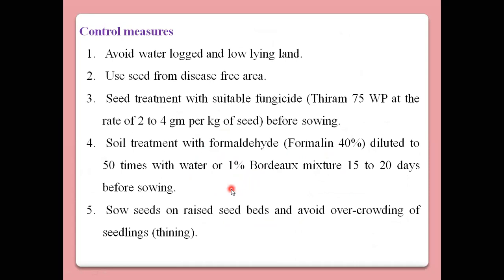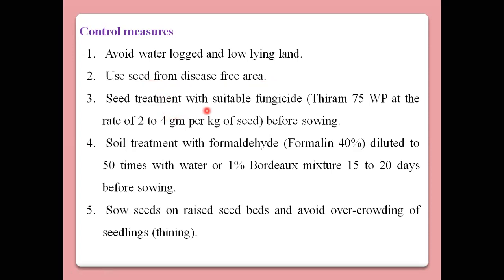Then the last point, the control measures. Avoid waterlogging and low-lying land because this Pythium develops heavily in waterlogged soils. So avoid waterlogged soil for cultivation. Then use seed from a disease-free area because the seed is a primary source of infection. So avoid infected seeds for sowing.